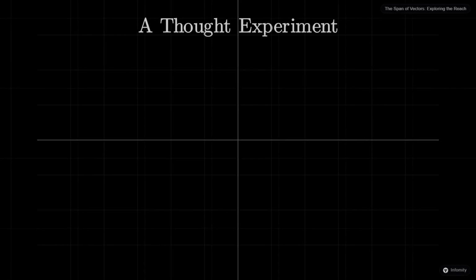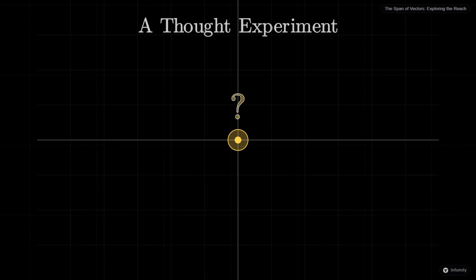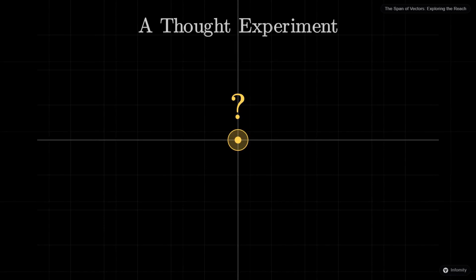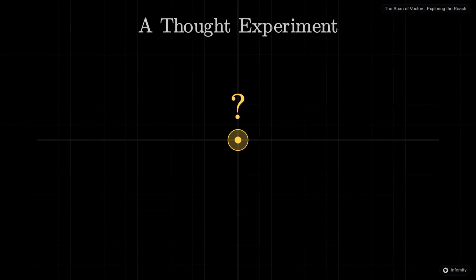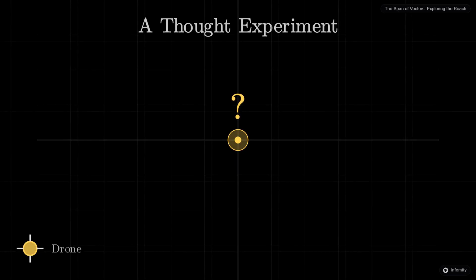Here's an interesting puzzle to ponder. What is the span of a single zero vector, which is just a point at the origin with no length or direction? If you have a theory about what this span looks like, the comment section is exactly where it belongs. I want to hear your take on this extreme case.